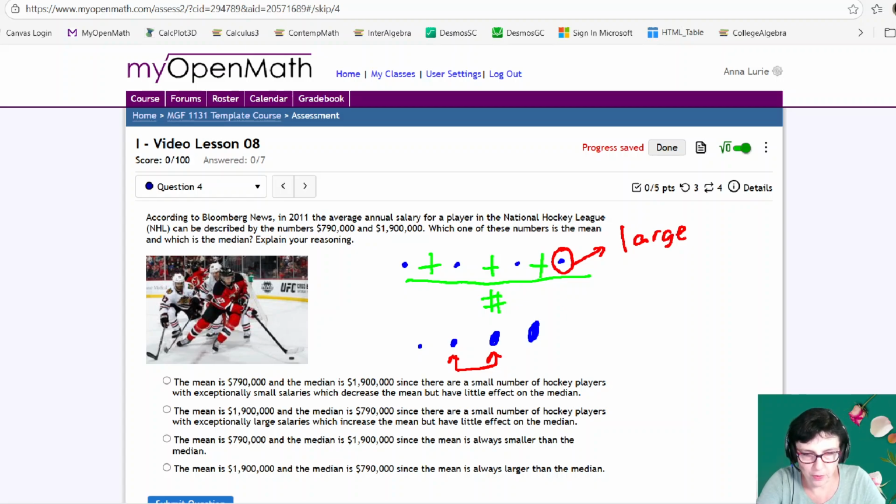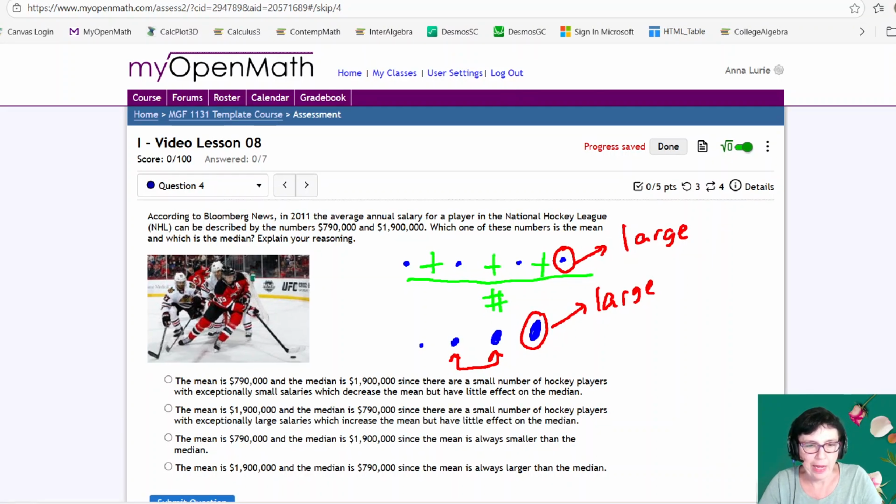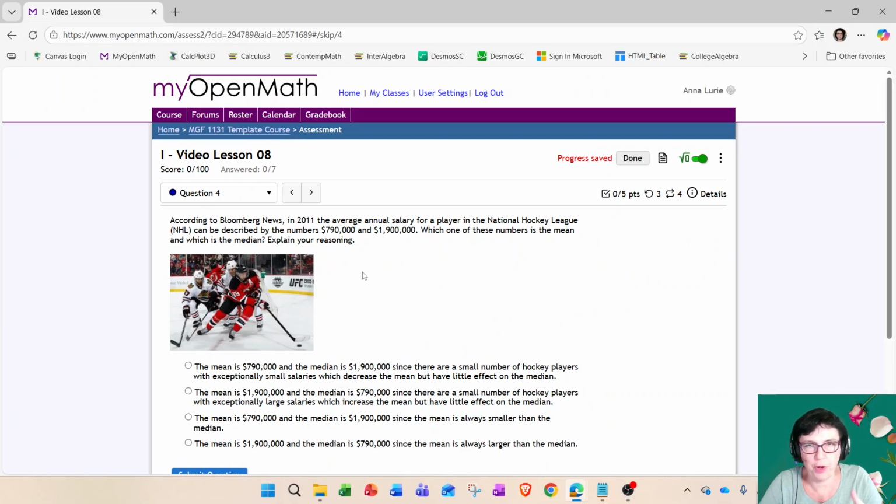But if one of these numbers is large, so imagine that this one is very large, that is not going to affect these two middle numbers. They are going to stay the same because only this one changed, and the median is only affected by the middle numbers. So the median is really not going to change. And so if your data has one or two unusually large numbers, that is going to affect the mean, but not the median.